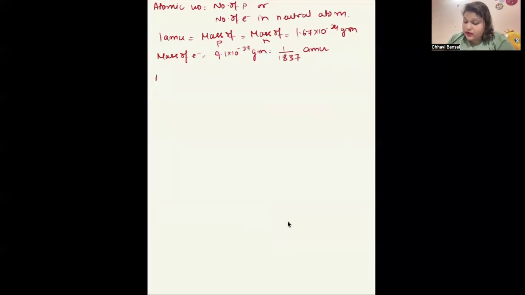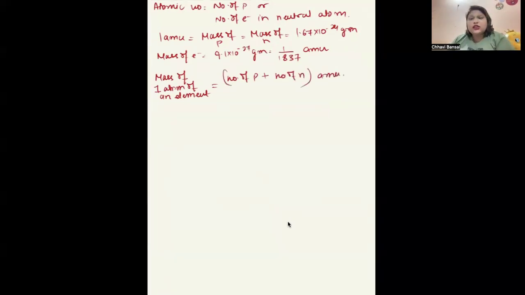Then what else we studied? The mass of one atom of an element is equal to number of protons plus number of neutrons into AMU, right? These are the things that we have studied so far. Clear?